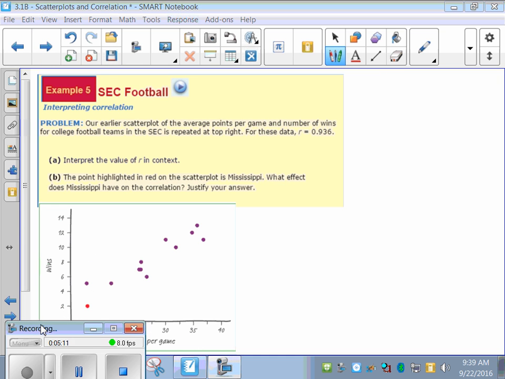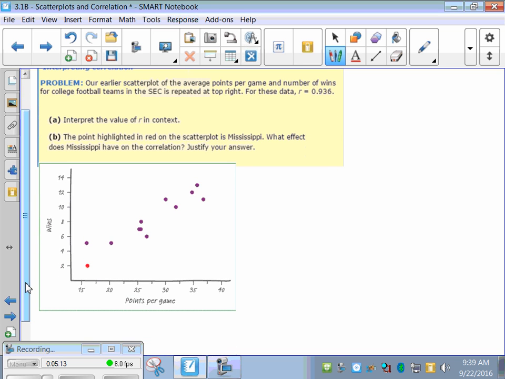All right, so let's do an actual what you might see here. So back to the SEC football that we were looking at, where we had points per game and number of wins. This time they're going to give us the R value, so that's nice. We've got a scatter plot for these data. R is, it's hard to read, .936. All right, interpret the R value in context. So again, always in context, you guys. That's the hardest part.